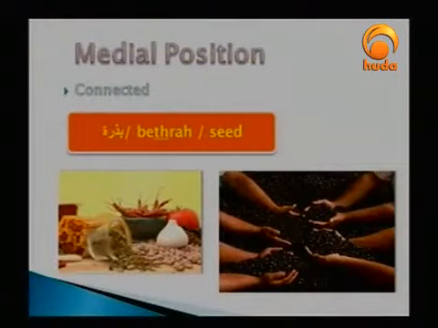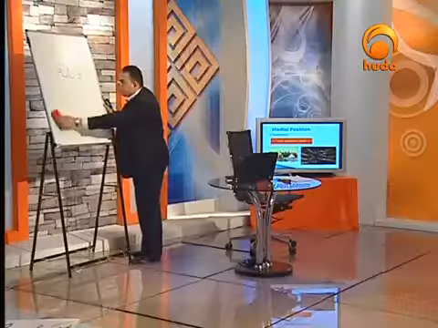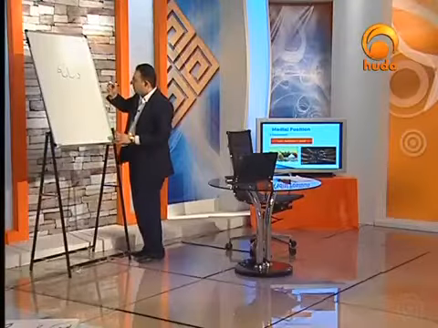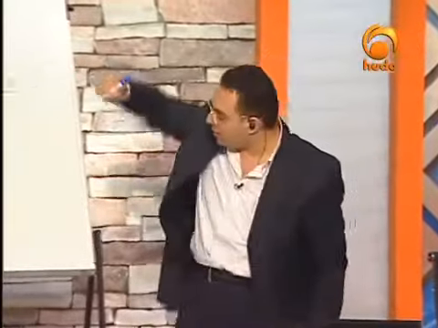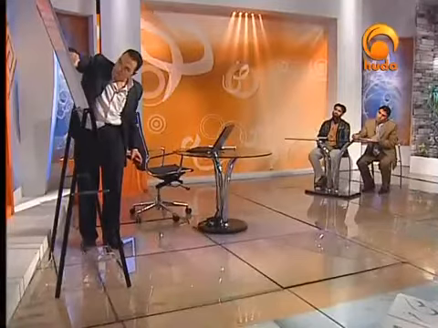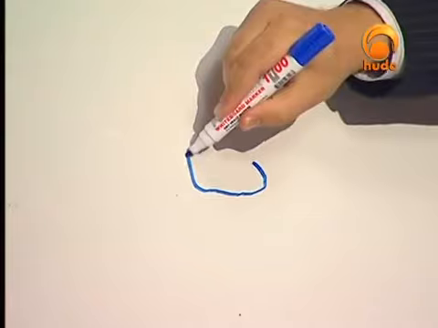Now let's move on to the second part, which is the medial position. Sometimes we can say it's connected, like for example when we say bidra, which is a seed. Here is it. Let me write that here. Again, please follow me because we are writing the alphabet letters that we discussed before. So we have ba, and then we have that. Can you see that?